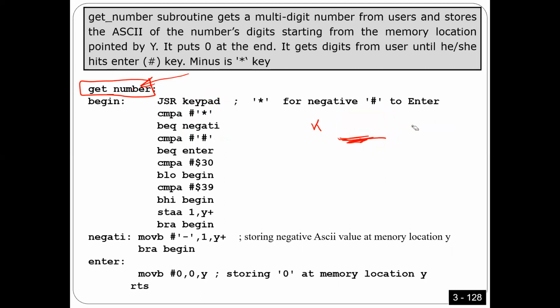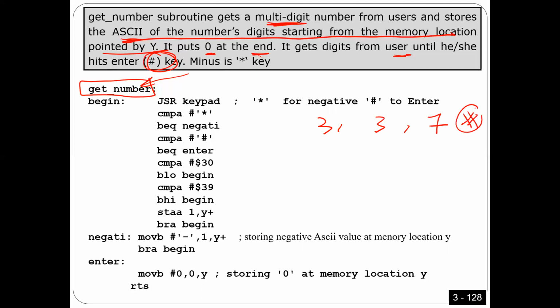So look at what I'm writing here, guys. The get number subroutine is going to get a multi-digit number from the user and store the ASCII of this number in an array starting from the location pointed by Y. And then it's going to put 0 at the end. It's going to continue taking numbers from the user until the user hits the pound key. So, for example, if the user wants to enter 337, they hit 3, and then 3, and then 7. Now I am done, so I hit pound. Once you hit pound means you are done. So your number is 337.